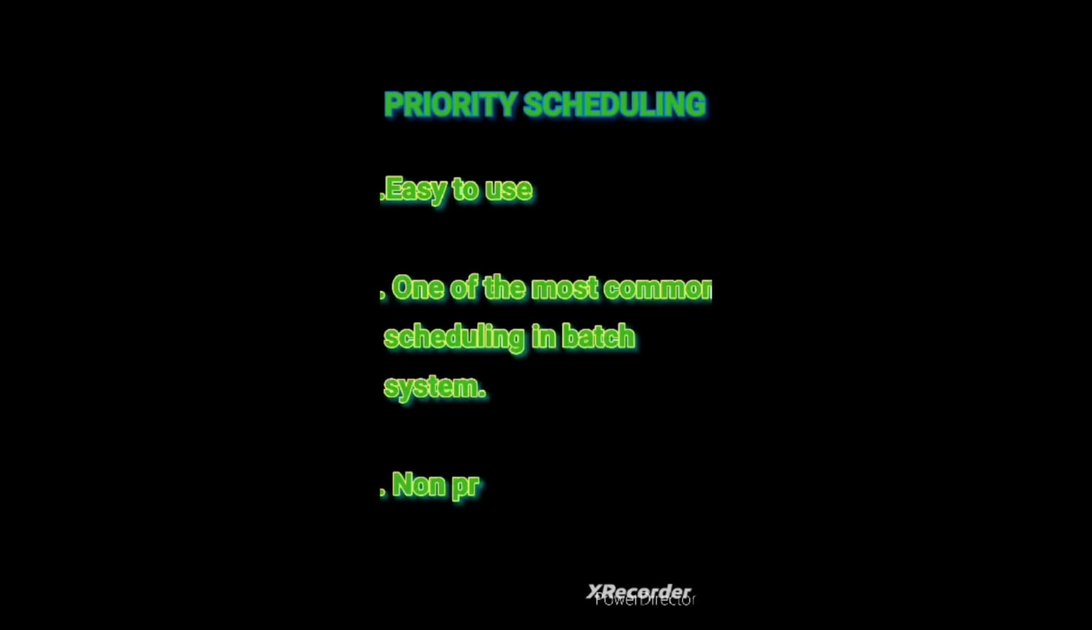Priority scheduling. Easy to use. Then, one of the most common scheduling in batch system. Then, non-preempted. Easy to use kasi with a higher priority, execute first which save time. Kasi mahalaga lahat pag ang process ay precisely defined.